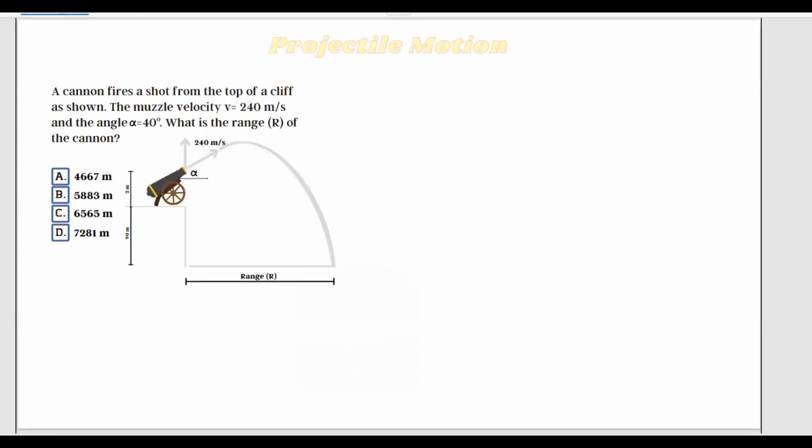Projectile motion. A cannon fires a shot from the top of a cliff as shown. The muzzle velocity V equals 240 meters per second, and the angle alpha equals 40 degrees. What is the range R of the cannon? So range is shown here as being this horizontal distance, which if you look in the FE handbook, I'm not sure if that's shown, it's also notated as X. And then this is your vertical distance Y.